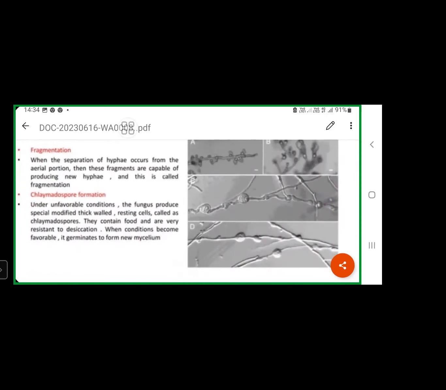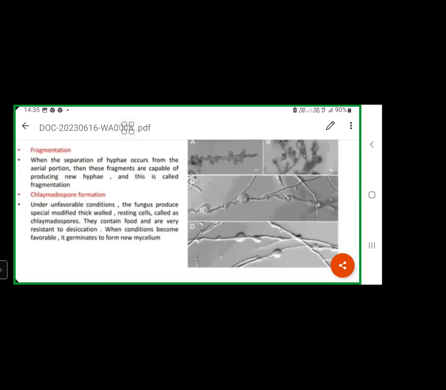Okay, first one is fragmentation. Fragmentation is nothing but breaking of this filament or mycelium into small fragments or pieces. Each piece further develops into new mycelium. Whenever conditions are favorable, each fragment germinates, giving rise to new mycelium or new hyphae. That is called the fragmentation method of vegetative reproduction.